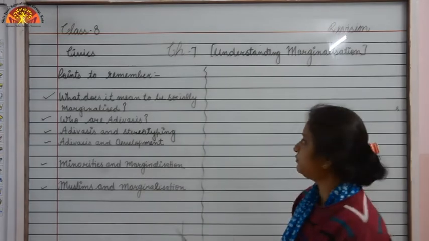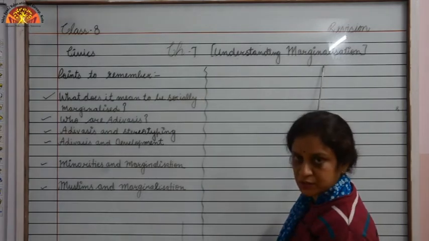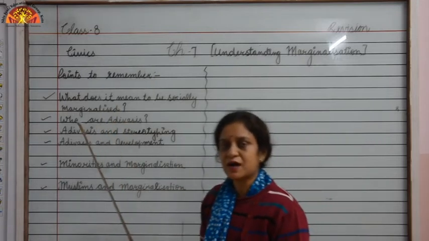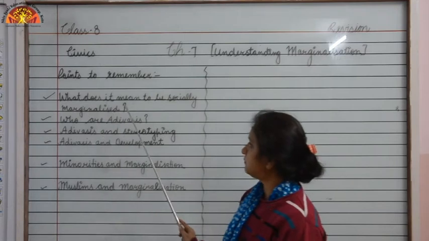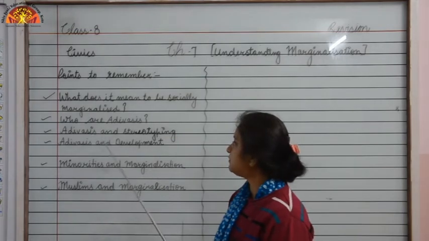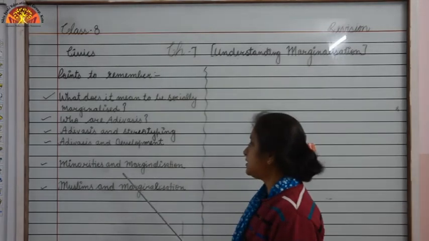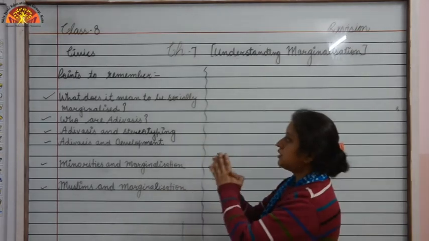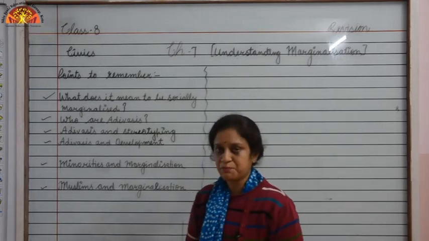So students, let's start with the revision part of Civics chapter 7, that is understanding marginalization. We have covered this chapter in a previous video. Now we are going to start with the revision part of this chapter, and the points to remember is, what does it mean to be socially marginalized? Who are Adivasis? Adivasis and stereotyping, Adivasis and development, minorities and marginalization, Muslims and marginalization. Let's start with, what does it mean to be socially marginalized? We are going to start the recap of this chapter.